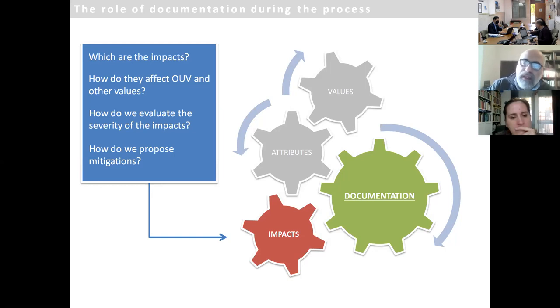And in the way in which we give a suggestion or answer, in which we evaluate, we have to use all the documentation and data analysis, as we have seen for the GIS tool, to demonstrate and give strength to our ideas and proposals. So it is mainly the documentation process and data analysis that is the main wheel that gives strength to the assessment to go towards the final goal, that is identifying the impacts on OUV.